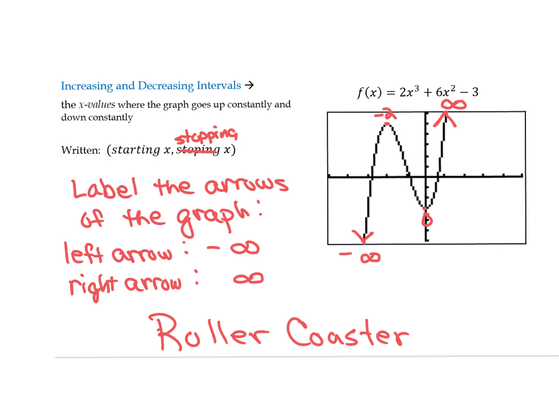On this particular problem, we are looking at increasing and decreasing intervals. Increasing and decreasing intervals is when the x values, where the graph goes up constantly and down constantly. I like to think of it as a roller coaster. Okay, and as a roller coaster, normally you start at the bottom, you go up, then you drop down, and then you may go up again, and you may drop down. And this is what we're going to think in terms of for the increasing and decreasing intervals.